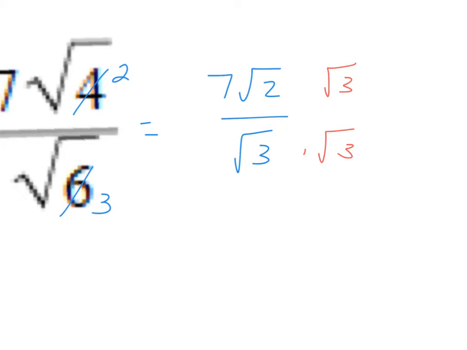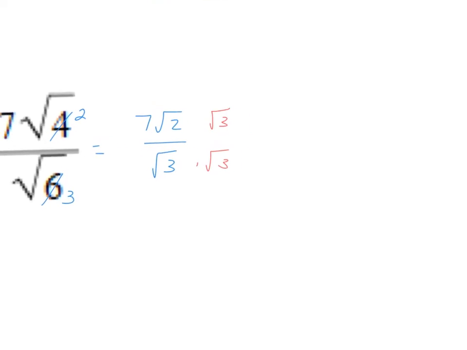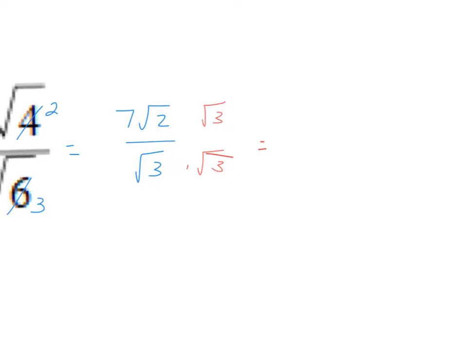Okay, so when I do that, on the bottom, these are going to pair up and move out. So I'm going to go ahead and put a 3 down there. On the top, I have a 7 on the outside. And on the inside, I can go ahead and multiply these together and get 6.